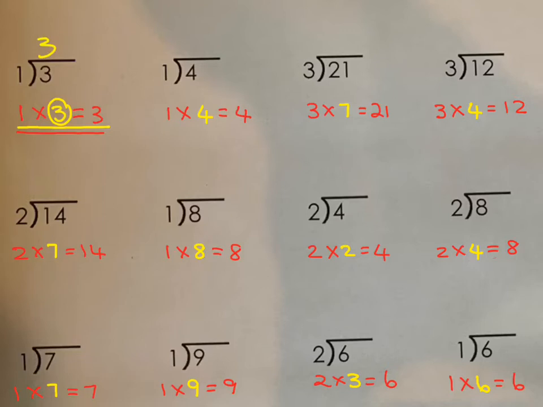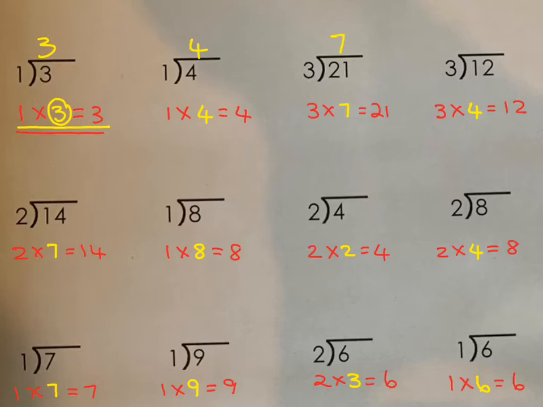Let's look at the next one. 1 times what is going to be equal to 4? 1 times what is going to be equal to the number in the box? It's going to be 4. 1 times 4 is 4, hey? So we write a 4 on the top. Next one. 3 times what is going to be equal to 21? And you write your what up here. And you know your times tables. You know 3 times 7. So you write a 7 there.